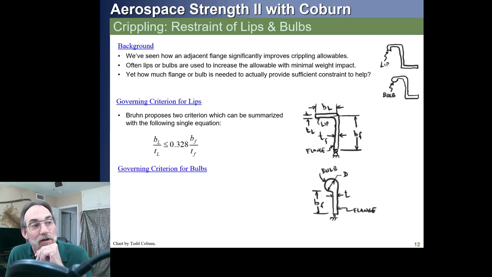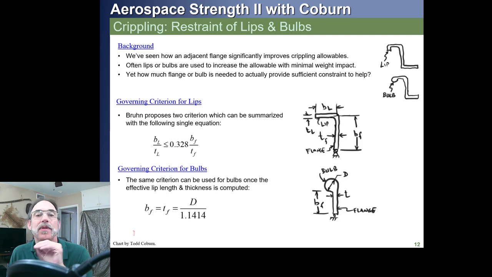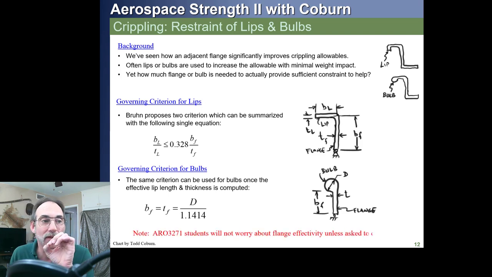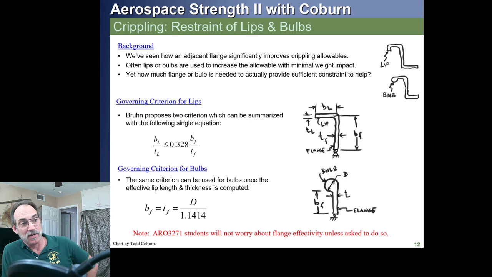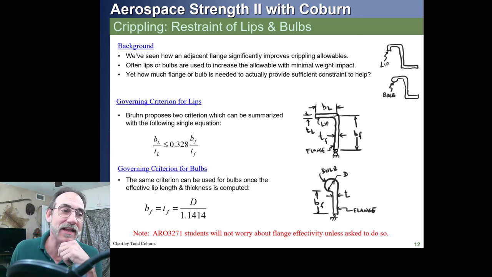Now, if we get a bulb, we can use the exact same criteria, but what we need to do first is come up with the effective B and the effective T for that lip or bulb. So you can use this little equation here that I developed. This gives you an approximate B and T for a bulb that you can now plug into this first equation and evaluate whether that bulb is sufficient to provide the kind of restraint that you think. In this case, if it fails that criterion, you can just take BF as being the distance from this pin down here to the very extreme length edge of the flange and do your analysis, and that would be a conservative way to evaluate that. Okay?